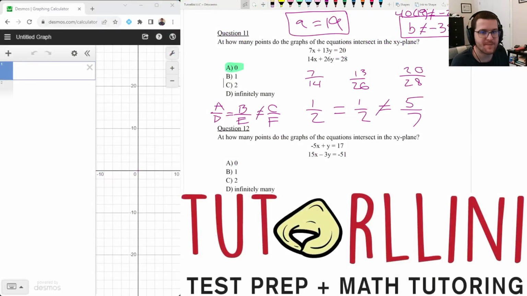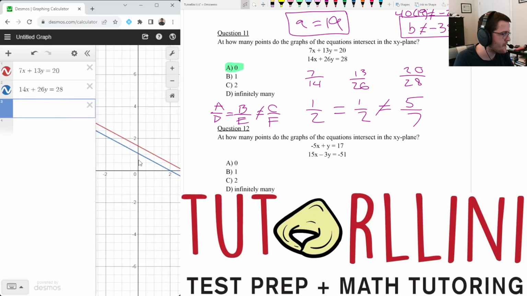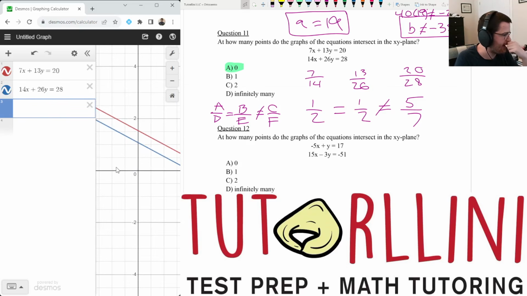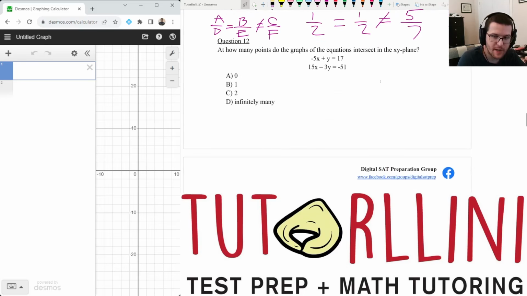Let's check it. So we're going to type in 7x plus 13y equals 20. And we're going to type in 14x plus 26y equals 28. And these certainly look like they have no solution. They are parallel. Very good. Let's go back over here.